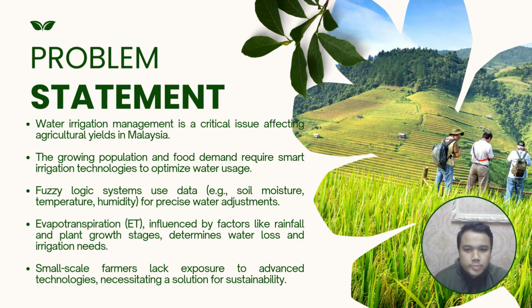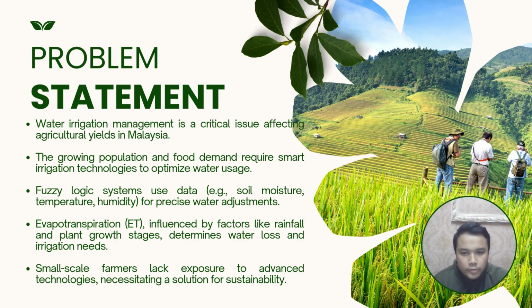Water irrigation management is a critical issue affecting agricultural yields in Malaysia. The growing population and food demand require smart irrigation technologies to optimize water usage. Fuzzy logic systems use data, for example, soil moisture, temperature, and humidity, for precise water adjustment.